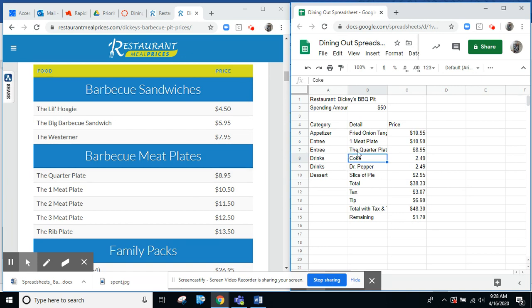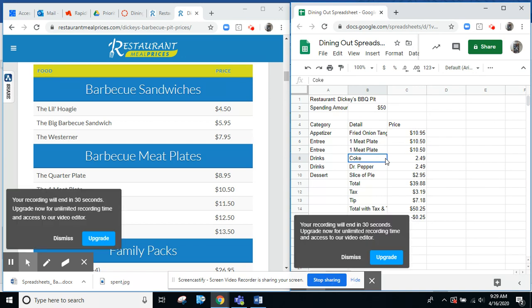So what if I change my imaginary dining partner's meal to a 1 meat plate also? We went over the $50 by 25 cents. That is definitely not going to work out.